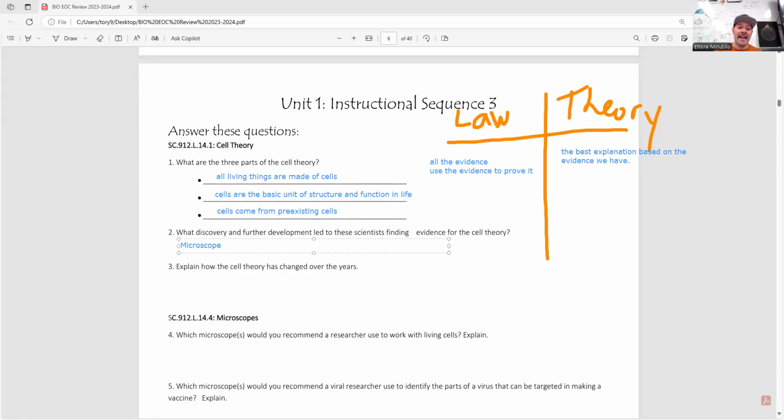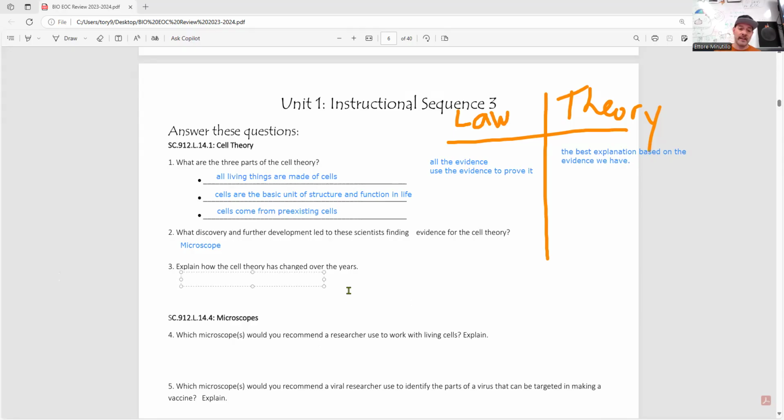Now, as a question of like, what was the discovery? I don't believe that's going to make it to the EOC. But in reference to the types of microscopes, like we're going to be doing down here in questions 4 and 5, always seems to make it to the EOC. So we'll tighten those up in a moment.